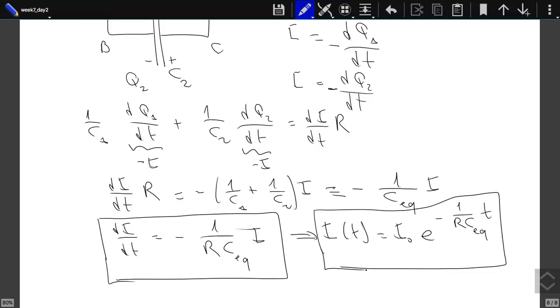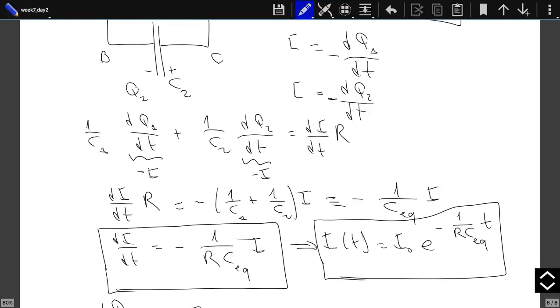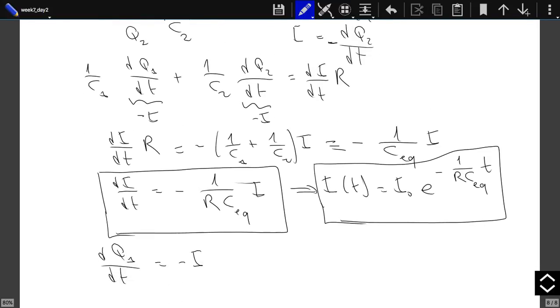Now we want to find Q1 and Q2. If I want to find Q1 and Q2, well, I know how Q1 and Q2 are related to the current. I know that dQ1 by dt was equal to minus I. This was what we had derived beforehand. dQ1 by dt is minus I. We already have determined what I is. So this is equal to minus I0 times e to the power minus t over, let's call it tau. Again, tau is this time R times C equivalent.